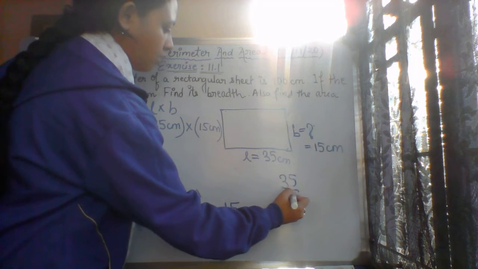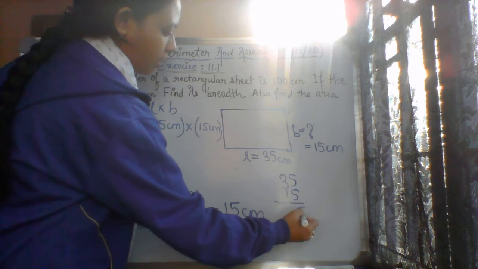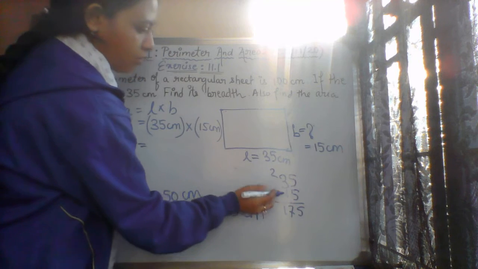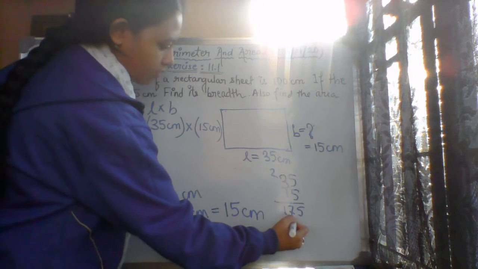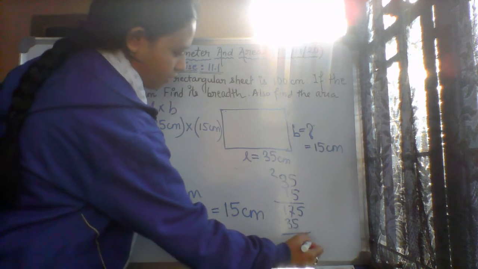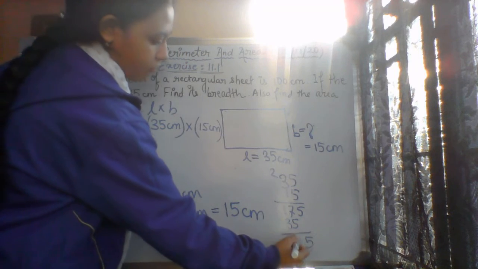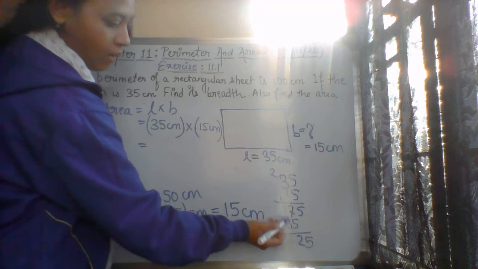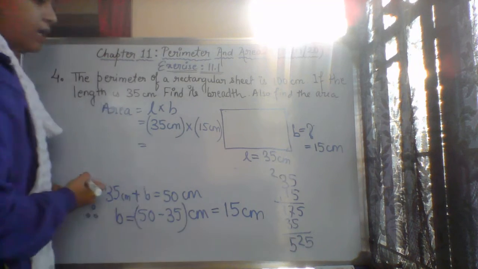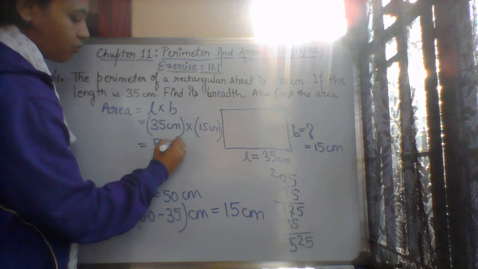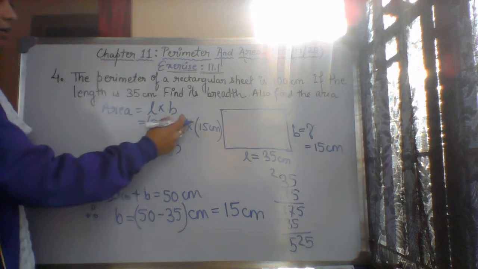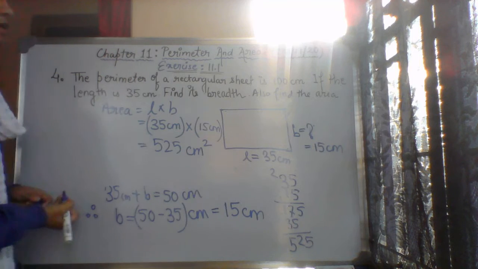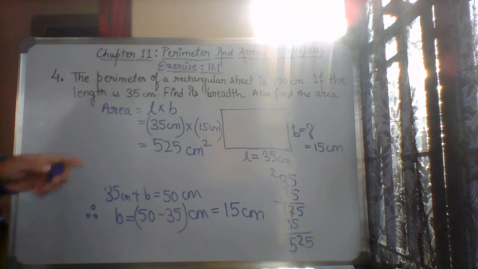35 into 15. 5 5s are 25. 5 3s are 15, 16, 17. 35 into 1 is 35. So 5, 7, 5, 12, 2, and 1 will be there. 3, 4, 5. 525, 525 what? It is centimeter into centimeter, so centimeter square.